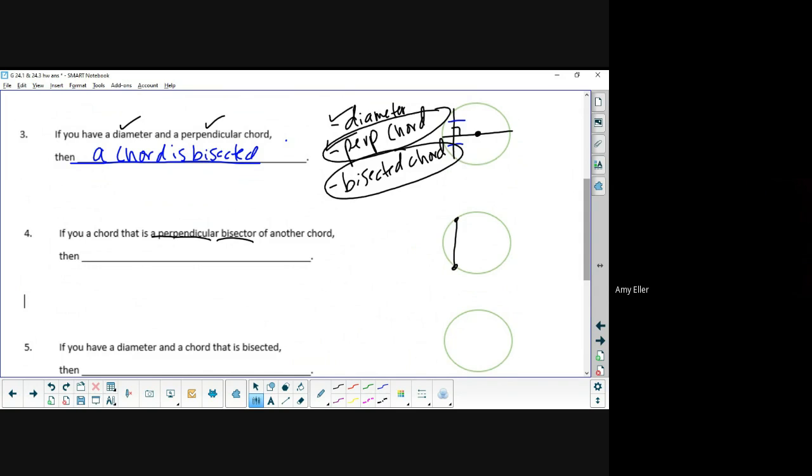Now you have to draw a chord that cuts that in half. And where it cuts in half, it's perpendicular. It's really only one way to do that. If this is the middle, there's perpendicular. And this is bisected. If you have a chord that is a perpendicular bisector of another chord, then I've got this third thing. Then one chord is a diameter.